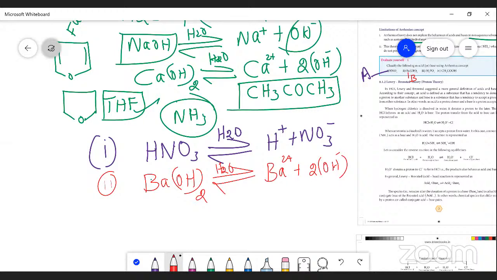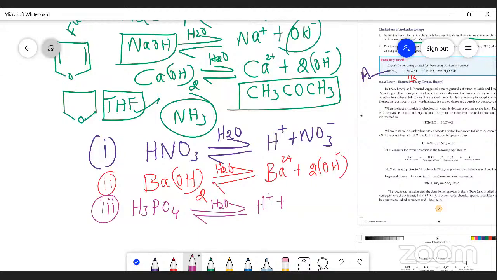Then let us move on to the next. H3PO4, phosphoric acid, or orthophosphoric acid if you study more detail in inorganic chemistry. From the name itself we get that it is an acid. It should give an H+ ion. It will give H+ first, then H2PO4-. Phosphoric acid also generates H+. So H3PO4 is an acid.